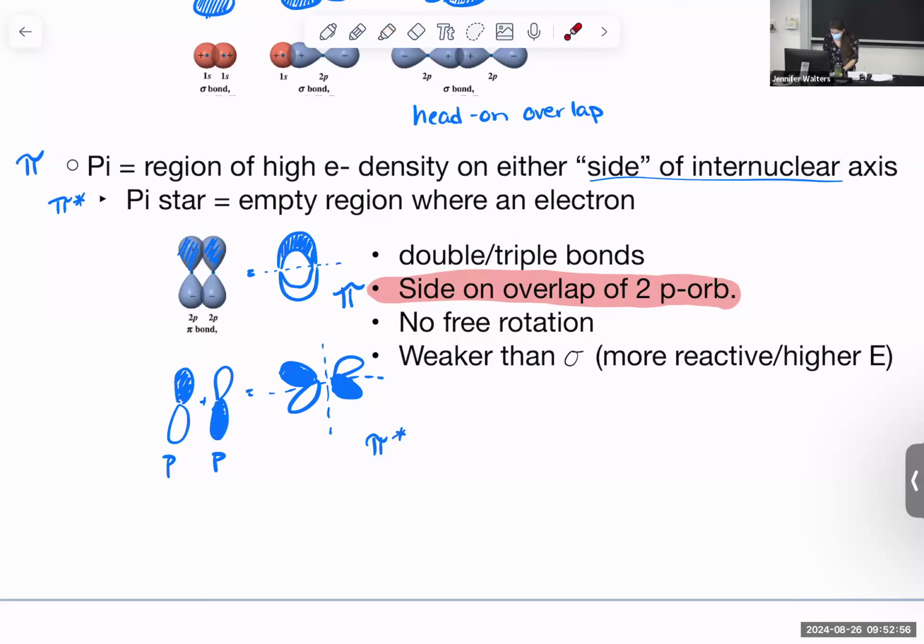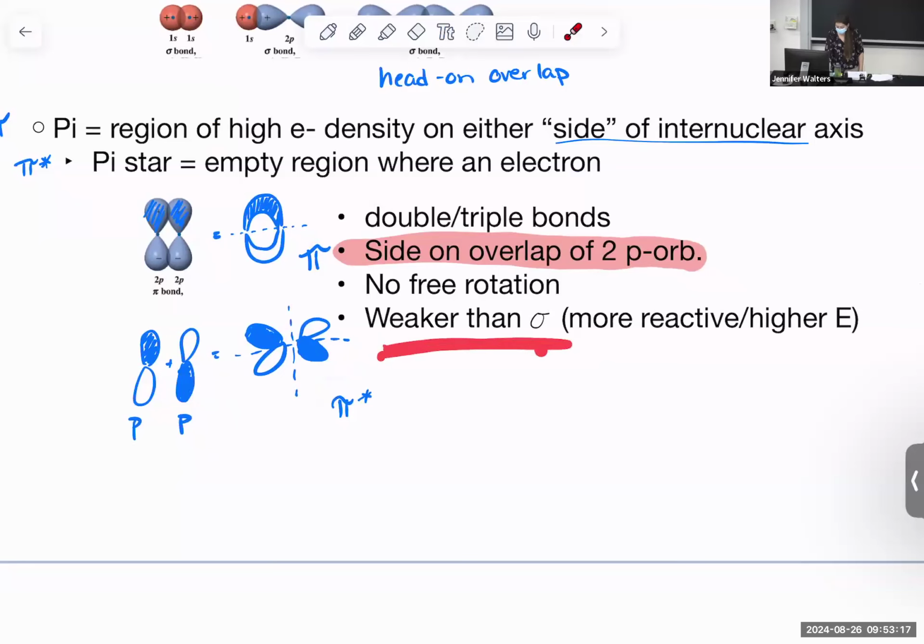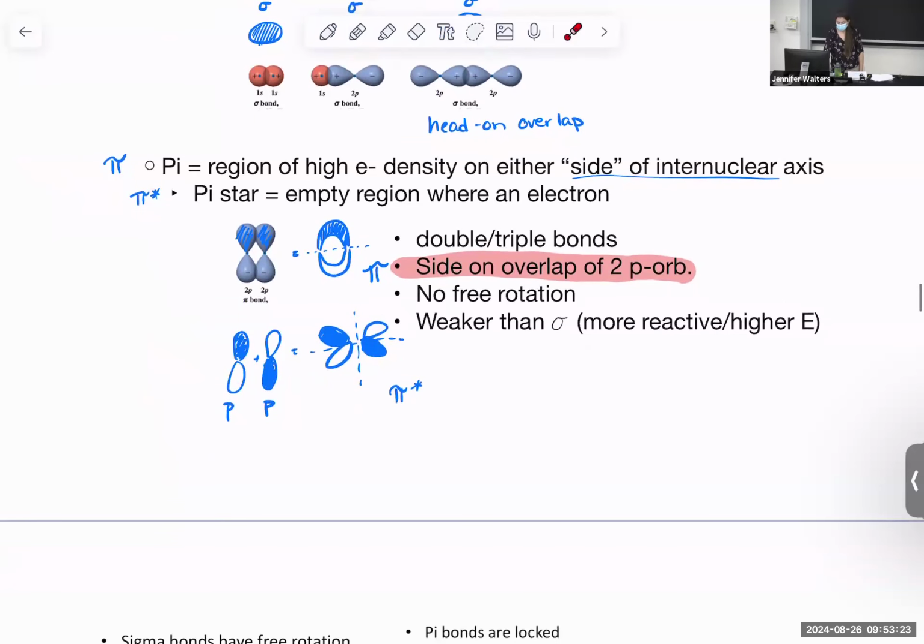There is no free rotation around that pi bond, meaning it cannot spin. If you try to spin it, you break that pi bond because now they're no longer parallel. So you can't spin the bond without breaking your pi bond. So there is no free rotation. It's known as locked. It is going to be weaker than your sigma because it's more reactive and higher in energy, so it's easier to break. So our pi bonds are going to be more reactive. We're going to break them first when we do chemical reactions.